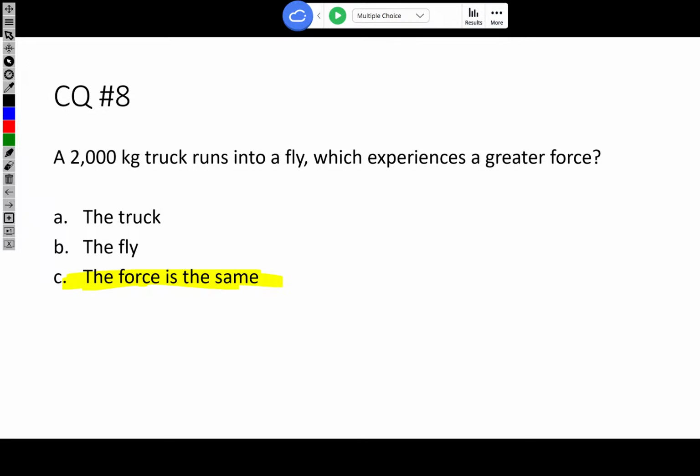It has to do with Newton's second law. So let's write that out. I'm telling you that their forces are the same. Newton's second law says that F equals ma. So let's look at this. Let's say 1 is the truck, and 2 is the fly. Let's just make up numbers.